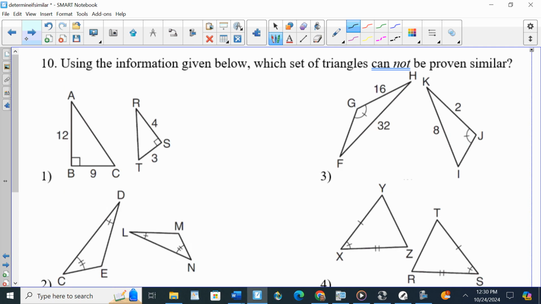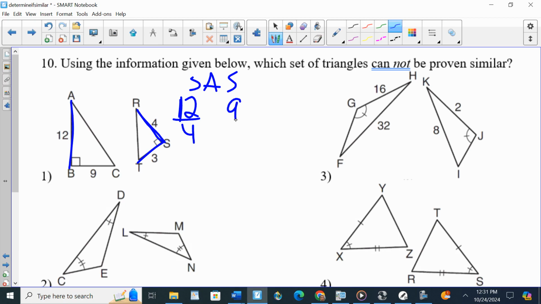I like this example as well. I think this reinforces everything. Choice 1, based on what's marked, I have 2 pairs of sides and the angle between them. So the only possible method it could be would be SAS. So I put the corresponding sides on top of each other. 12 would go over 4. And 9 would go over 3. And those both reduce to 3. They're in proportion, they're similar.